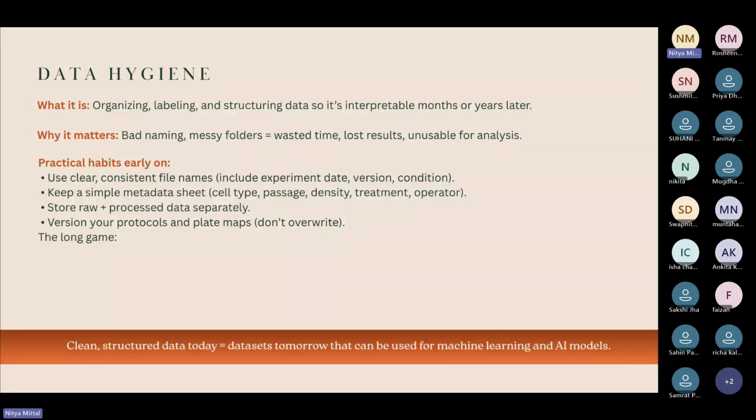And then obviously version your protocols and plate maps. Don't overwrite them. Even if you think that this is the final thing that I'm going to be using, don't overwrite them. Just version it. This is like my version 2, version 3. No using like final or final file. Just put a version to it. The long game is clean, structured data today equals data sets tomorrow that can be used for machine learning and AI models.